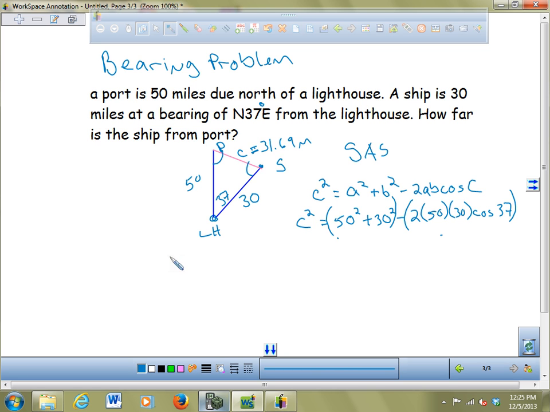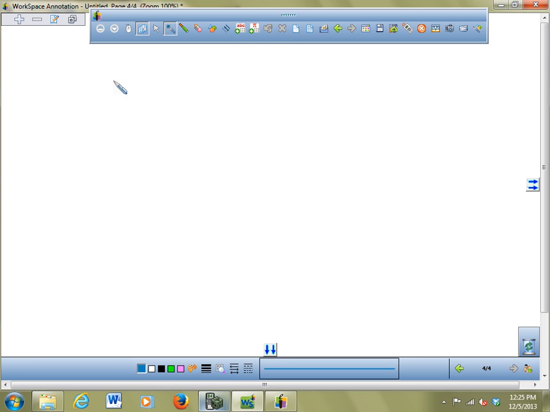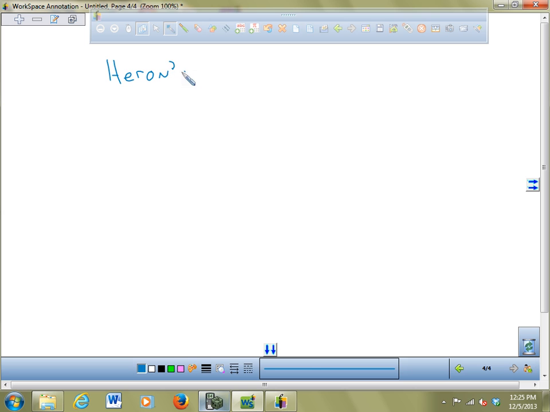Okay. One last thing. There's Heron's formula. It's easy. Okay? Have you ever heard of Heron's formula? And they always put it here because it's derived from the law of sines and cosines. And Heron's formula is a nice thing. Heron's formula.